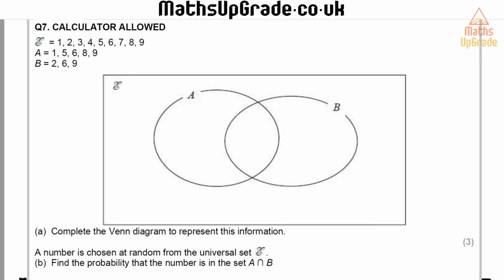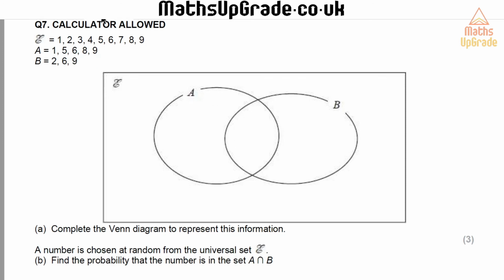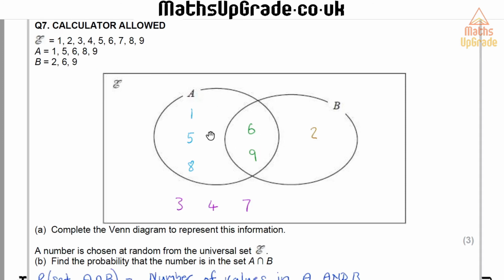In question 7, I'm given some information about some sets, and I'm asked to complete the Venn diagram to represent that information. So the entire region would include the numbers between 1 and 9, and A has got the numbers 1, 5, 6, 8 and 9, and B has got 2, 6 and 9. So clearly in the middle you'd have 6 and 9, and that's what you'd start with. And then region A would have 1, 5 and 8, region B would have 2. The remaining numbers between 1 and 9 are on the outside of the circles, but inside the rectangle, so 3, 4 and 7, and that's 3 marks.